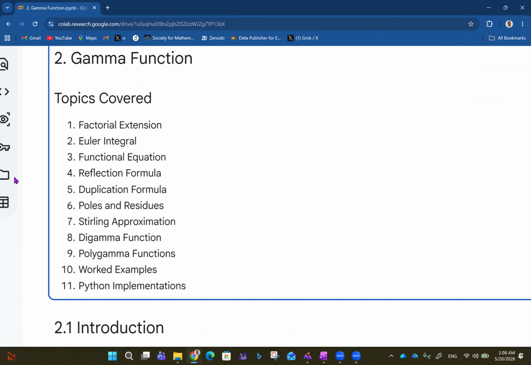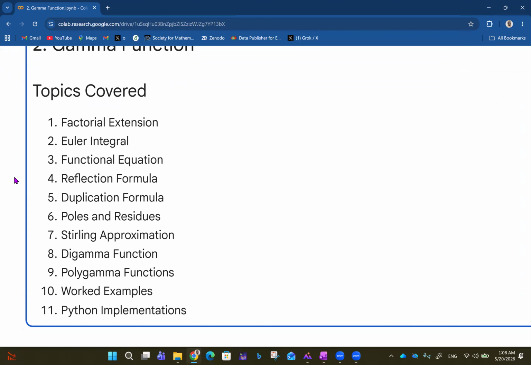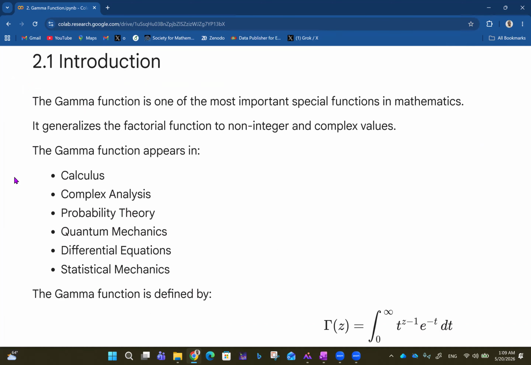So first of all, the topics covered here will include factorial extension, Euler integral, functional equation, reflection formula, duplication formula, poles and residues. We saw poles and residues under complex numbers, right? So we're going to see poles and residues here too. Then Stirling approximation, digamma function, polygamma functions, worked examples, and some Python implementation. So let's go straight to it.